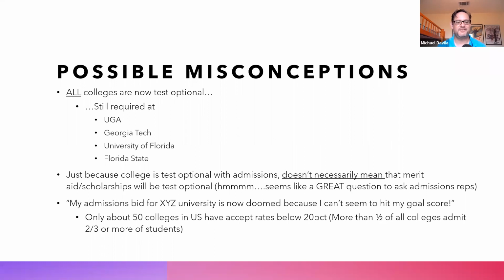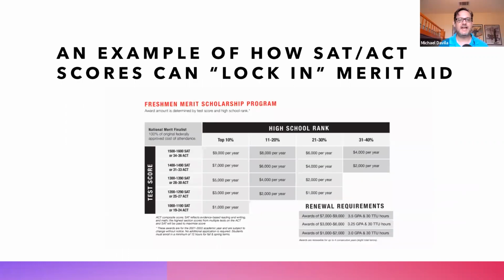Anne-Marie, what's the current update on how many colleges there are in the United States right now that are four-year schools? I think it's 2,406. 2,406. So guess what, guys? We'll find some good fits for you. Don't sweat. Okay, so here's an example of how an SAT or ACT score can actually lock in merit aid.